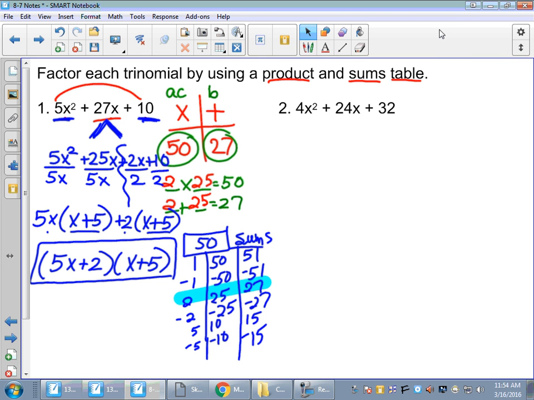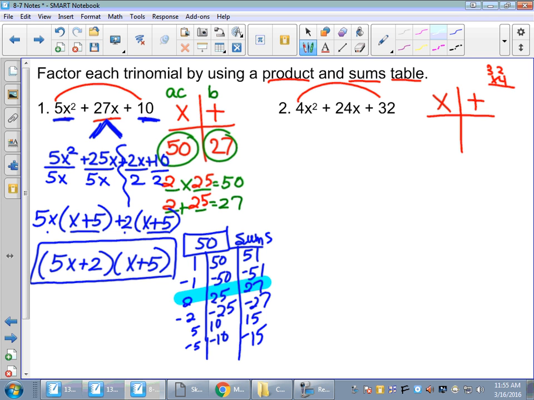So for number 2, it's already written in the right order. I'm going to come over here and come up with a multiply and add number. So I'm looking for two numbers that multiply to give me whatever 32 times 4 is, which is 128, and that adds to give me 24.